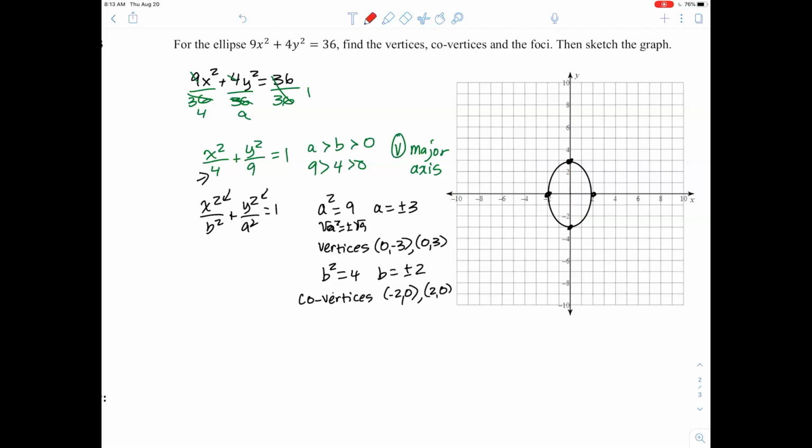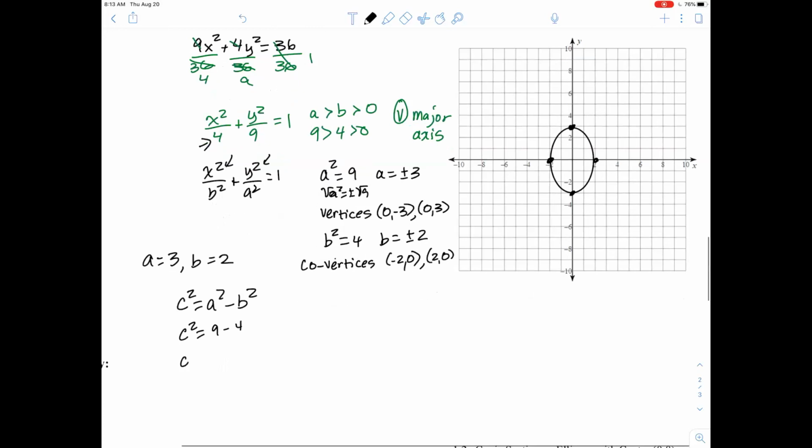We know what A is. We know what B is, right? We know that A equals 3 and B equals 2. So let's find our C term, right? So C squared equals A squared minus B squared, or C squared equals 9 minus 4, right? All right, so that means that C squared equals 5. So if we take the square root of both sides, C equals plus and minus the square root of 5.